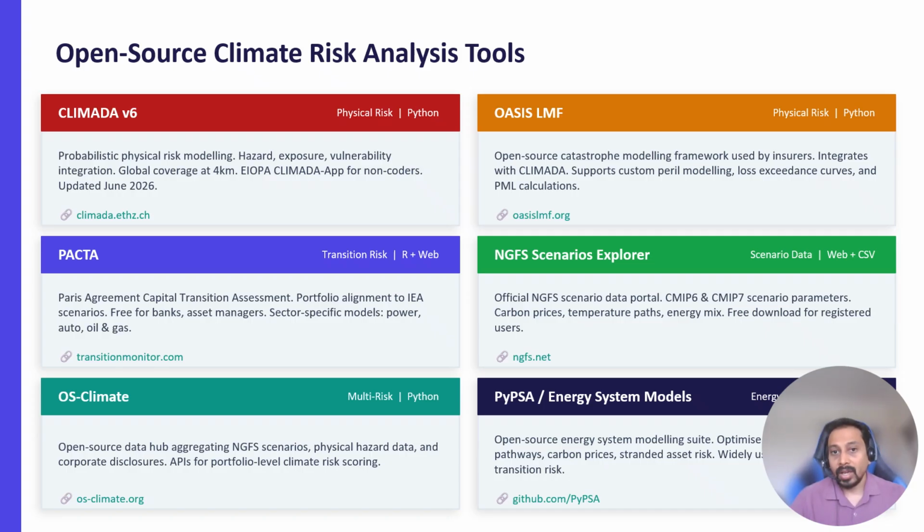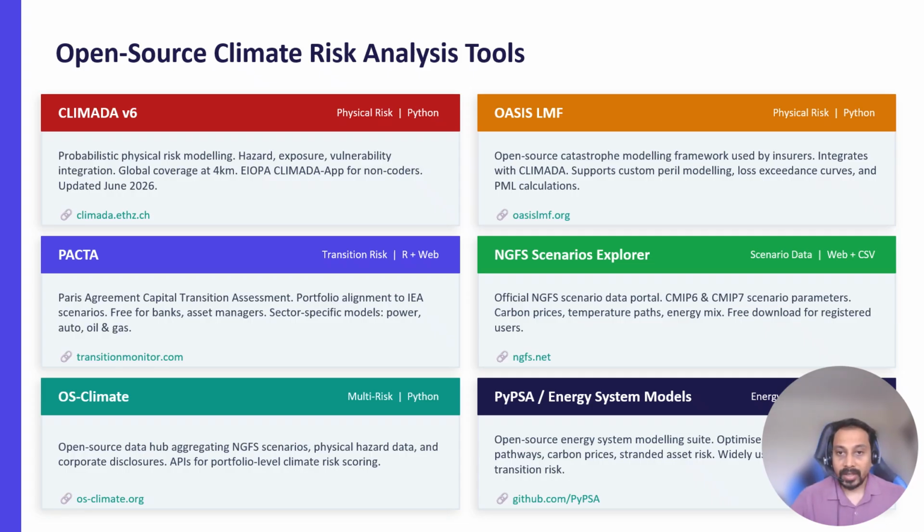For transition risk and portfolio alignment, PACTA from the Rocky Mountain Institute is free for banks and asset managers, aligns portfolios to IEA net zero, APS and STEPS scenarios, and covers the 6 highest emitting sectors. Also, OS-Climate from the Linux Foundation aggregates NGFS physical hazards and corporate disclosure data through open APIs.